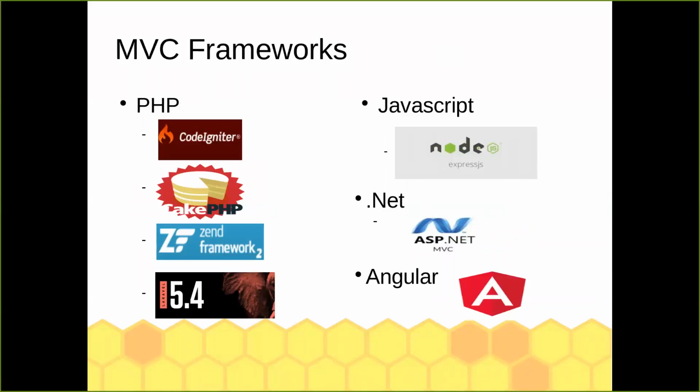CodeIgniter is an open-source software rapid development web framework for use in building dynamic websites with PHP. CakePHP is an open-source web framework. It is written in PHP, modeled after the concept of Ruby on Rails. Zend Framework 2 is an open-source framework for developing web applications and services using PHP 5.3+.